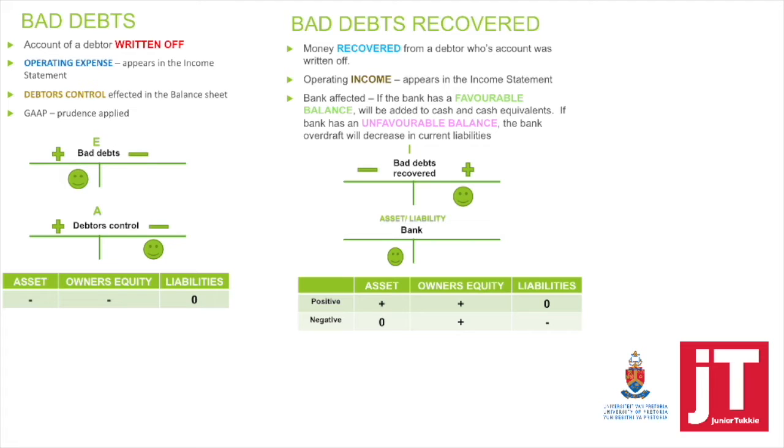I need to know what was my percentage bad debts, and of that, what was the amount that we've recovered. Bad debts recovered, because it's an income, will increase our owner's equity. Account debited is bank. Now, very important. If bank has a favorable bank balance, it means our current assets will increase and that will appear in the cash and cash equivalents. If our bank has an unfavorable bank balance, a bank overdraft, then it means that our liabilities will decrease and that will appear in the current liabilities.